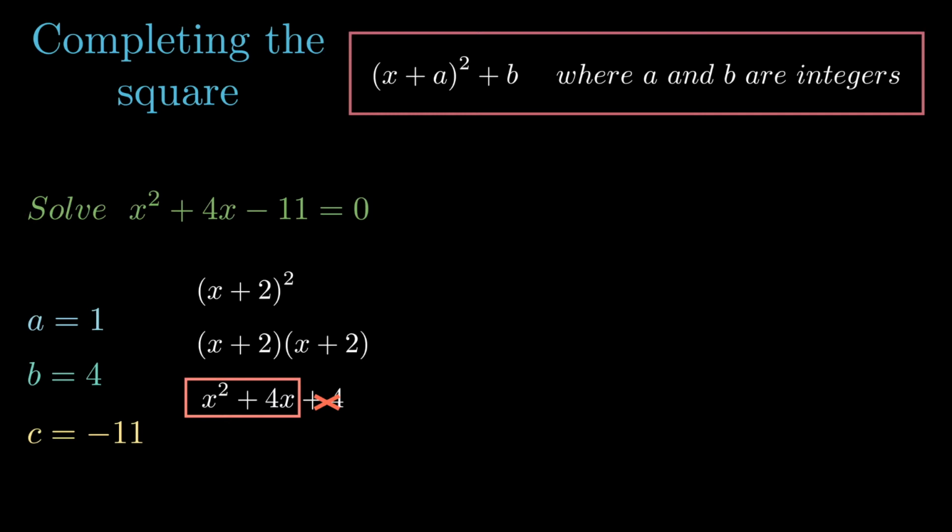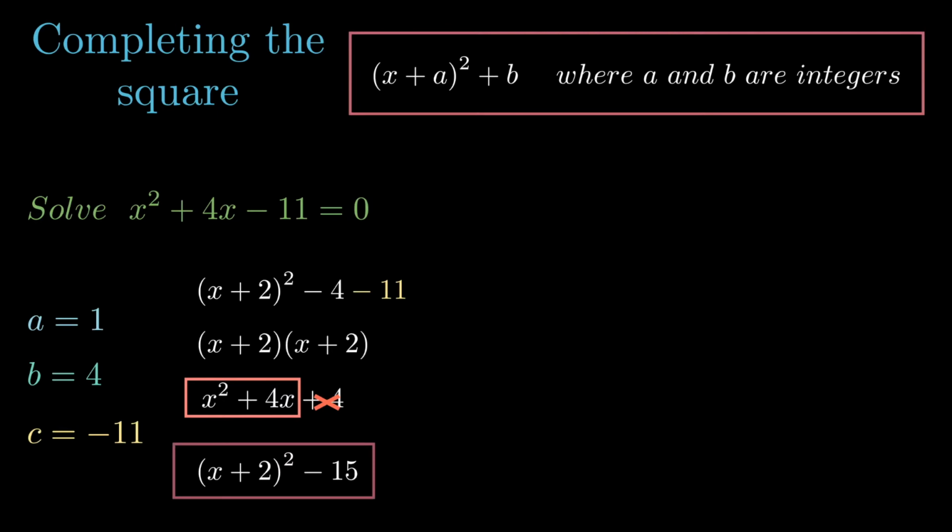Because we crossed it out, we can subtract it from the (x plus 2) squared on the first line. Now that's gone, but we want the minus 11, so we write minus 11 now. So we get (x plus 2) squared minus 4 minus 11, and that gives us (x plus 2) squared minus 15, and we have completed the square. Our a is 2 and our b is minus 15, the two integers. But if we were to solve it, how would we do it?